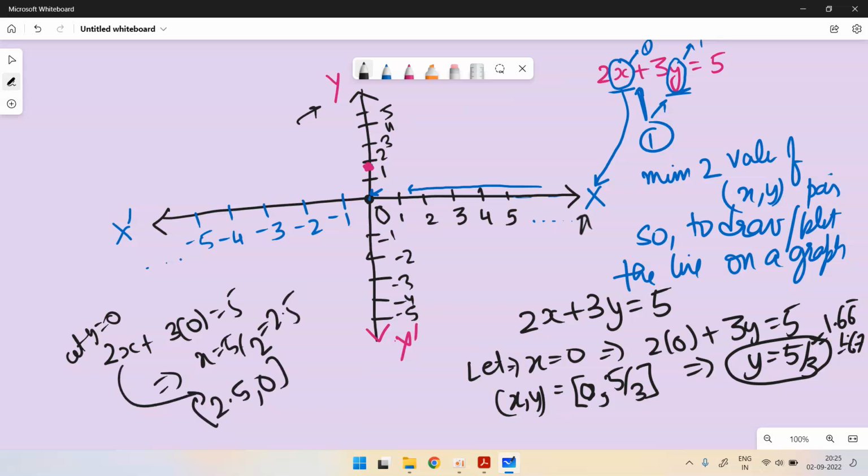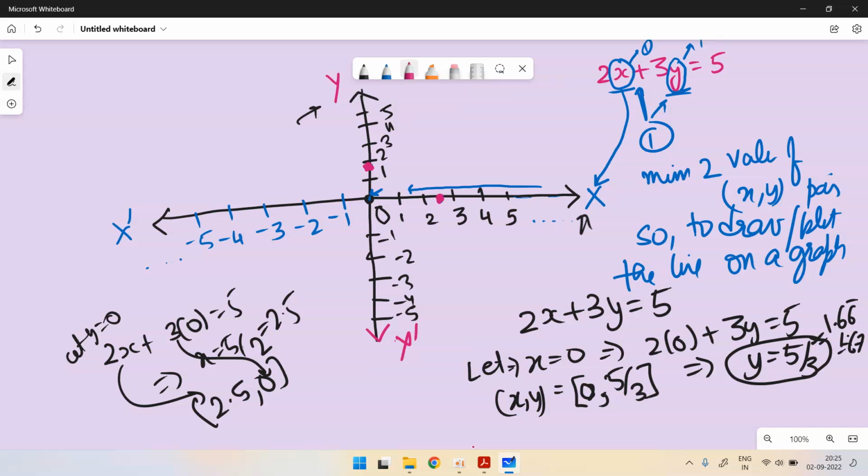Value of x here and value of y here. So 2.5 comma 0. This is a positive value. So if I go from here, 2.5 is somewhere here. Let me show you this. 2.5 is here, and y equal to 0 is here. So in totality, I will be here only. So this is my second point.